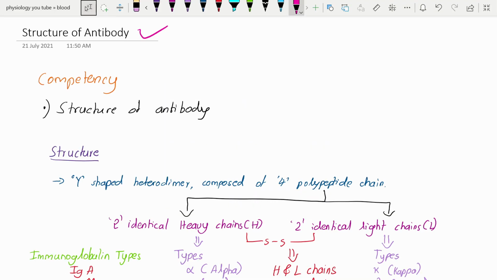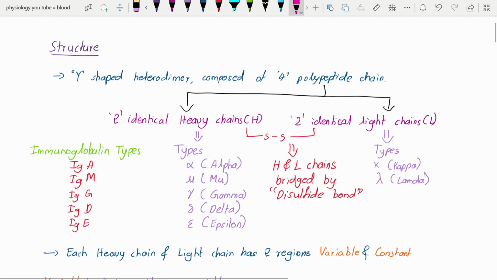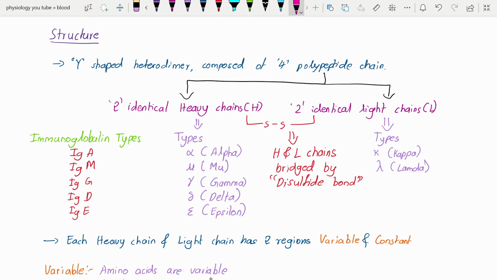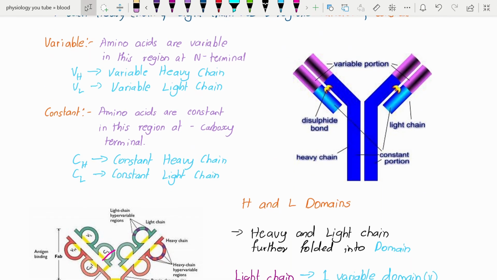In this video, we'll study the structure of the antibody. Competency is again the same. So what's the structure? Antibodies are Y-shaped heterodimers and they are composed of 4 polypeptide chains. I will show you the figure here.